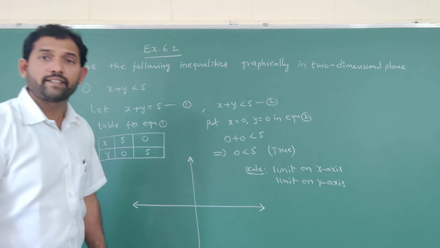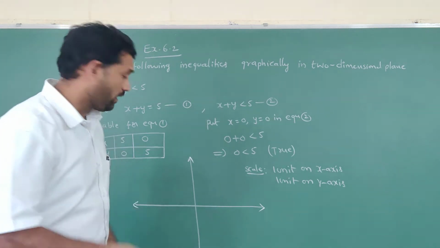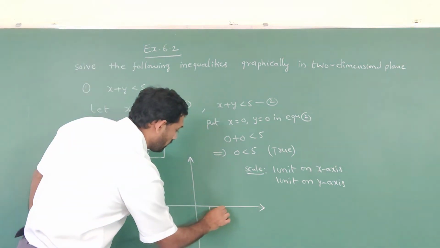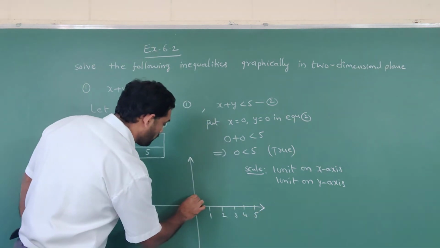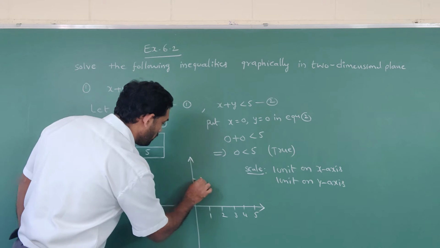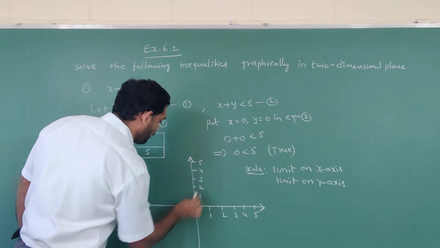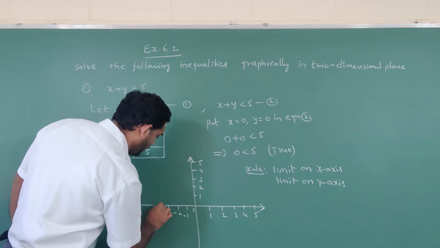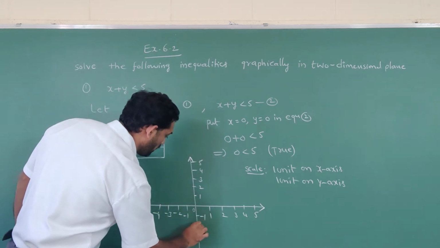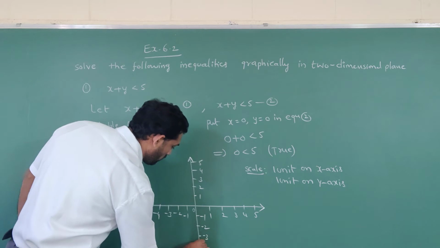1 unit on x-axis means here 1, 2, 3, 4, 5. Next -1, -2, -3, -4, -5.